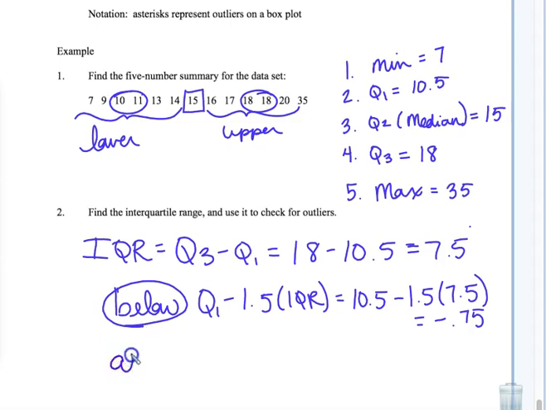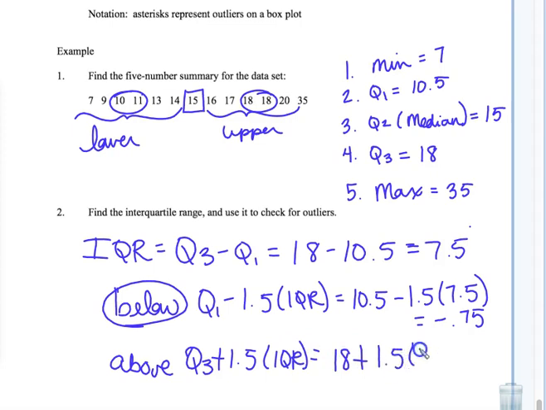Now we need to look at the upper end of the data. Do we have any number above Q3 plus 1.5 times the IQR? So we have Q3 is 18 plus 1.5 times the 7.5. When we calculate all that out, that's going to total 29.25. Do I have any numbers above that? Yes, I do. 35 is above that.